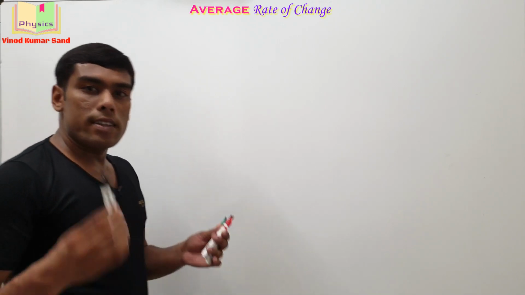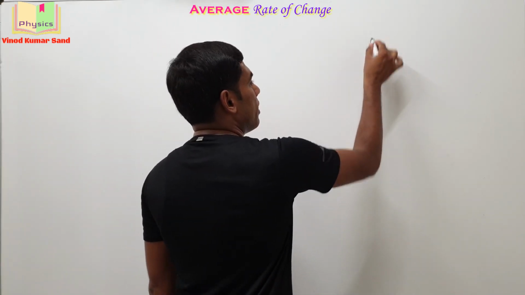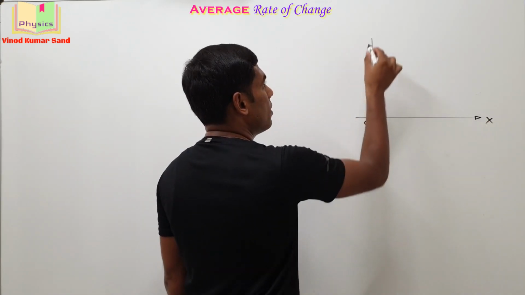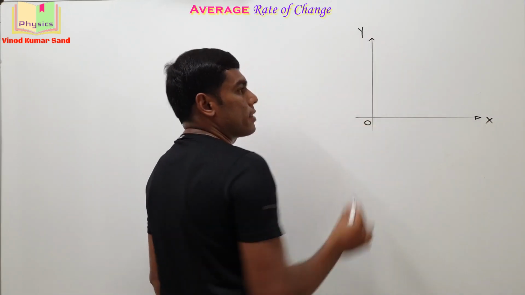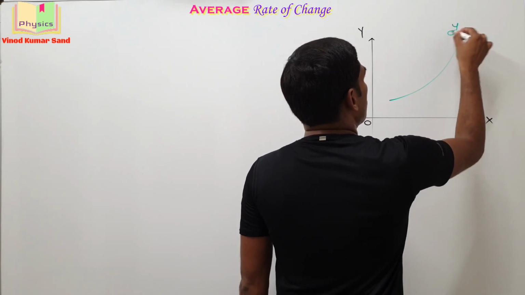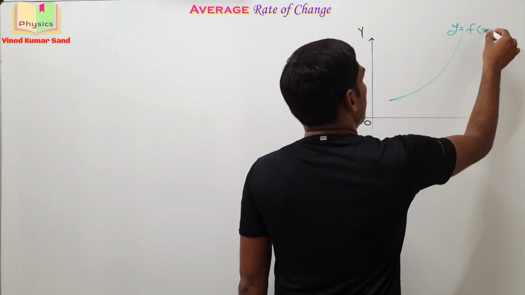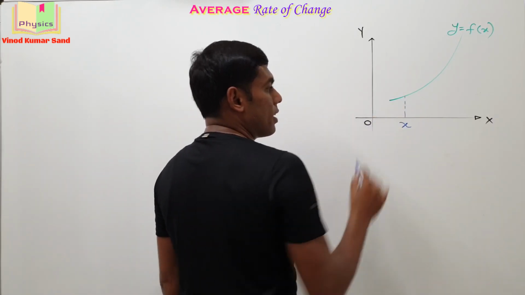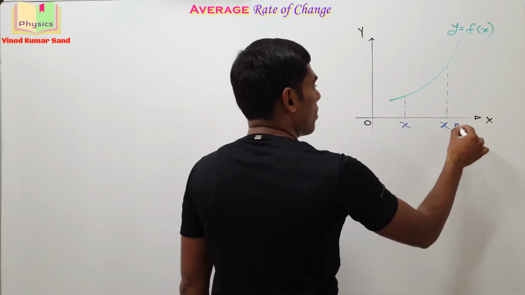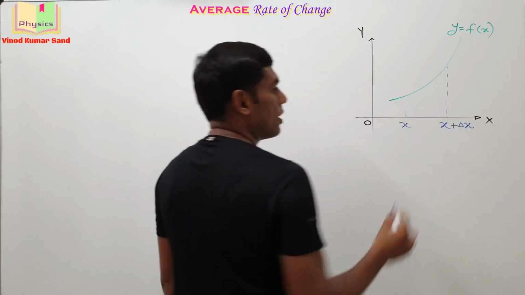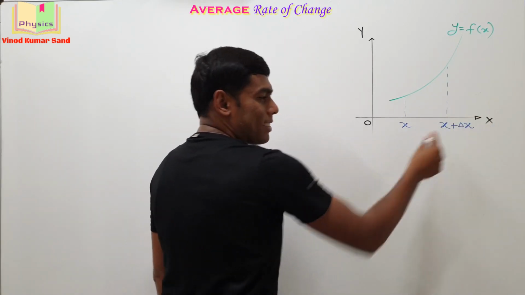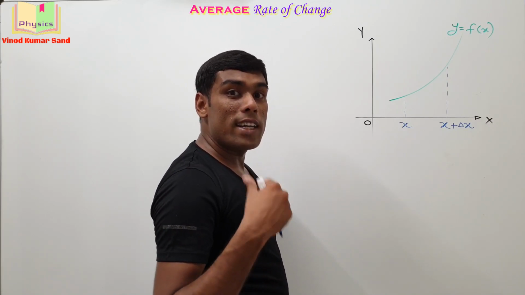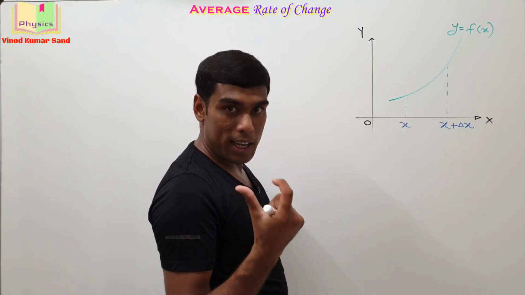In order to understand the average rate of change, we are making here a curve. Let's say this is x-axis, here is the origin, and this is y-axis. And the equation of the curve is given as y is equal to f(x). Okay. This is, let's say, x. Here the coordinate is x plus del x. What is del x? Can you speak up? Del x is the finite change in the values of x.